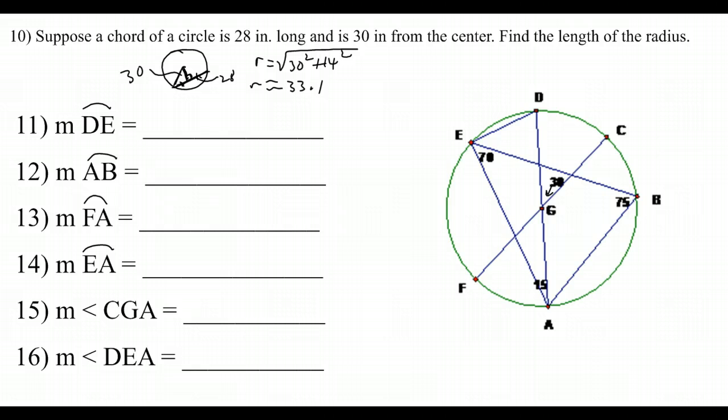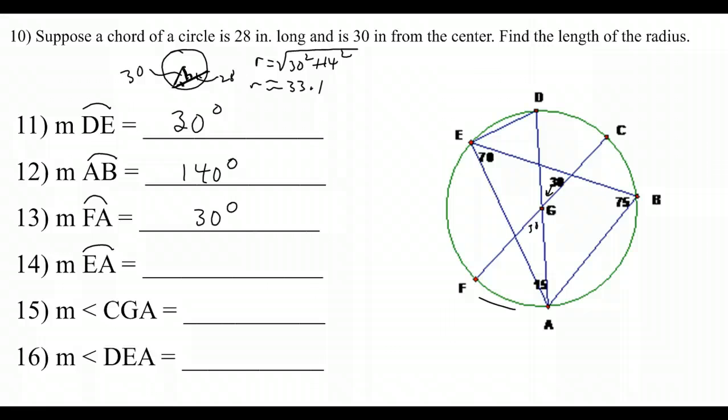Find the measure of arc DE. Well, an inscribed angle, the arc intercepted by an inscribed angle is twice the measure of the angle, so that's going to be 30 degrees. Arc AB, that's going to be twice 70, which is 140 degrees. FA, well, if this angle is 30, that makes this angle 30, and a measure of an arc is equal to its central angle, so that's 30 degrees.